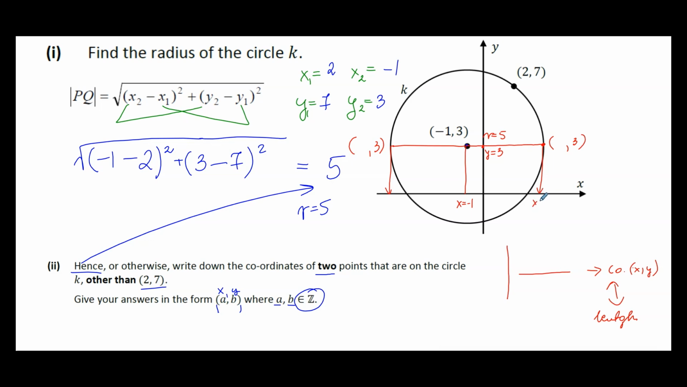So what value am I going to have? From -1: 1, 2, 3, 4, 5. So that will be -1 plus 5. The next one will be 0, 1, 2, 3, 4. So that is 4. And then the other way around: 1, 2, 3, 4, 5. So -1, -2, -3, -4, -5, -6. So that will be -6. So those are the 2 points that we can give.